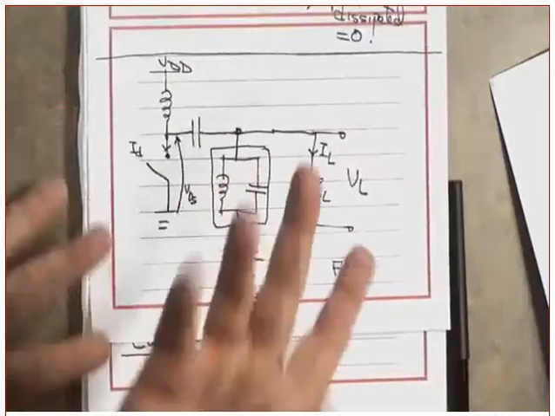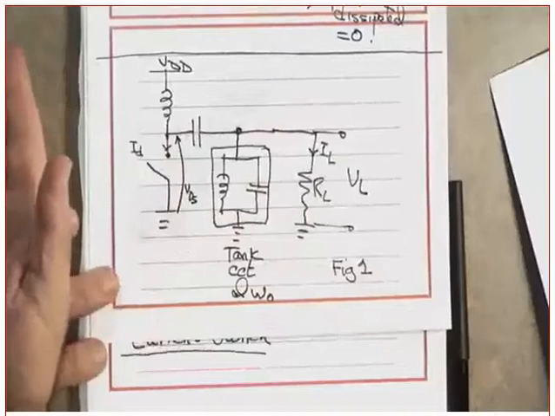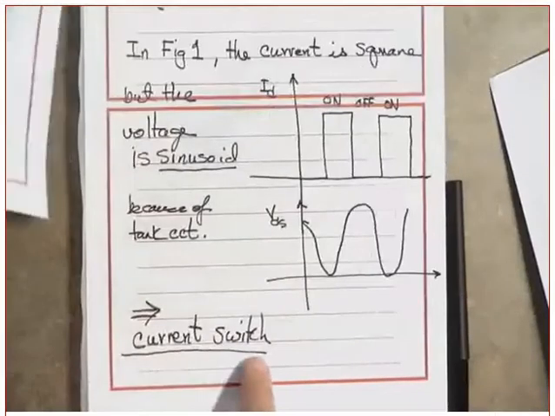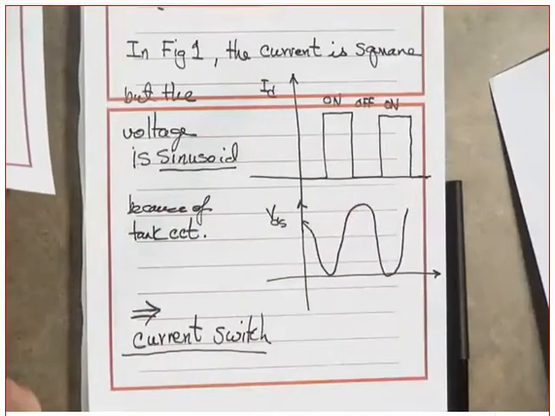At the harmonics, this one is behaving as a short circuit. There is no voltage going to the RL. Did you get my point or not? Why do they call it a current switch? Because the current is still a square wave. Yes? Yes or no?